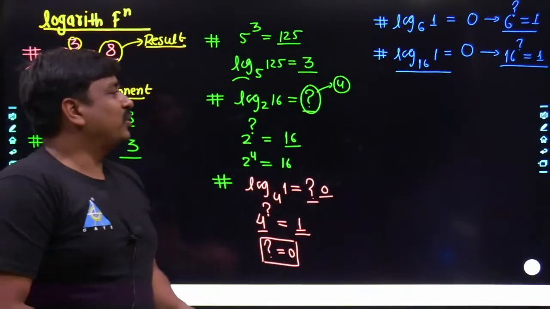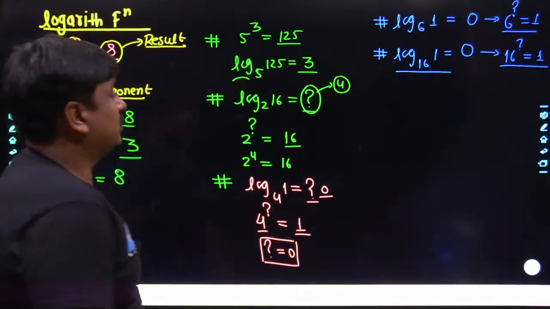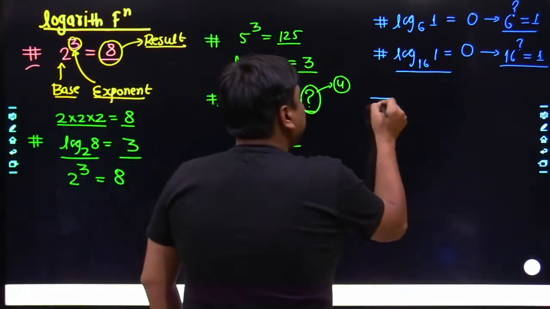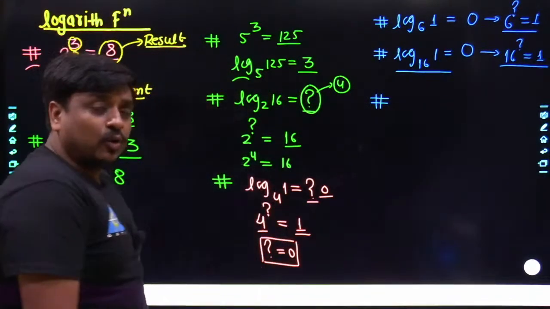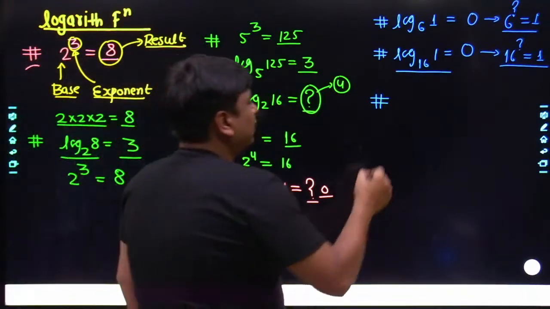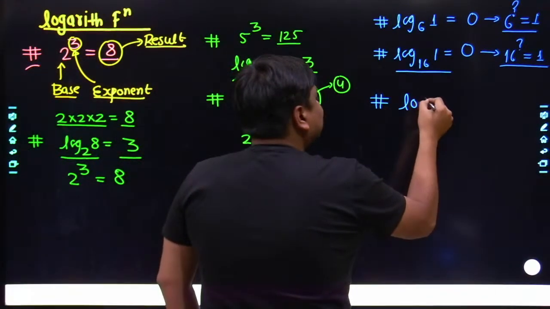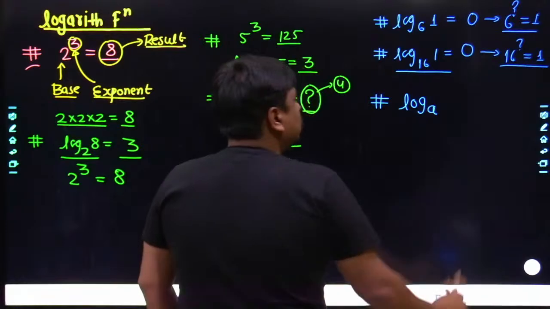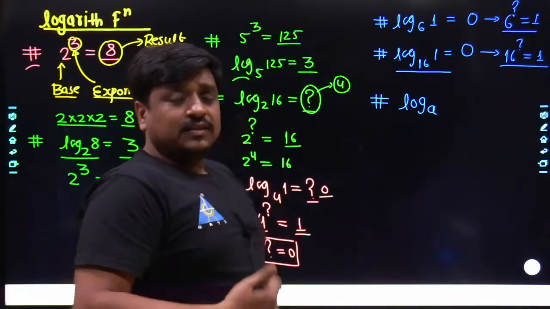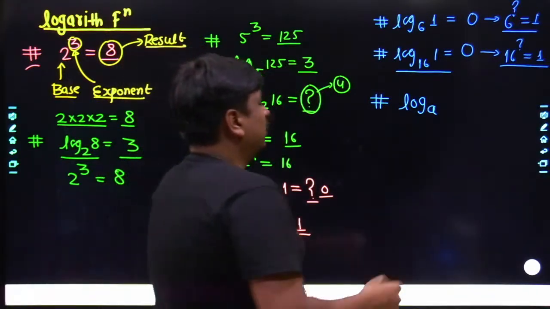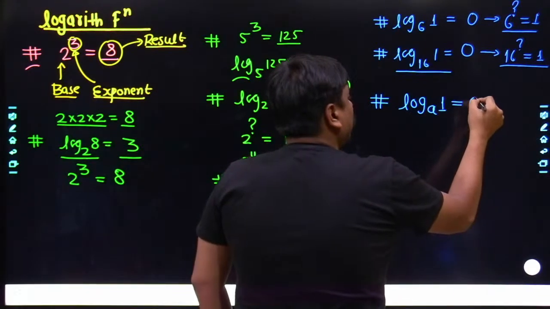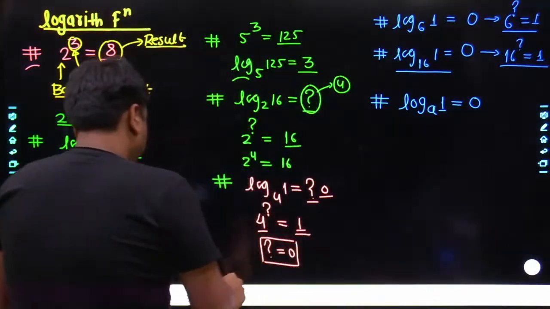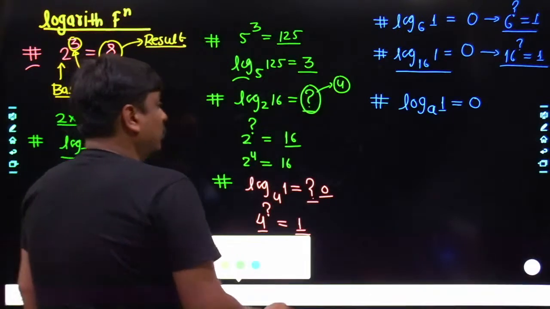So from here, what's the conclusion we can derive, my dear friends? The conclusion, which we are going to write as one of the important properties followed by the logarithmic function, is log base a, where a could be 2, 3, 4, 5, 16, 64, 10, even e. If it is applied over 1, the result would always be 0. Yes, each one of us would be agreeing on this point.